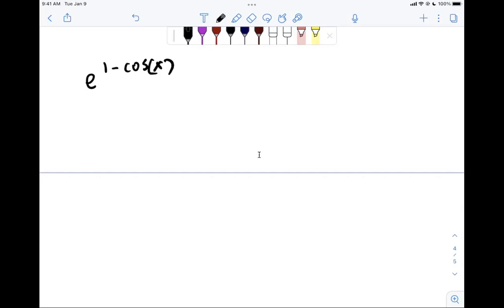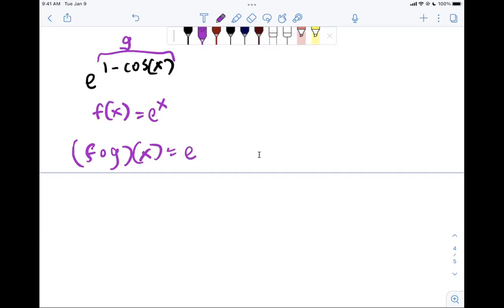All right, so let's do this. Our inner function is going to be 1 minus cosine x. That's going to be our g. And then f of x is going to be e to the x, so that we have f of g of x equals e to the 1 minus cosine x.